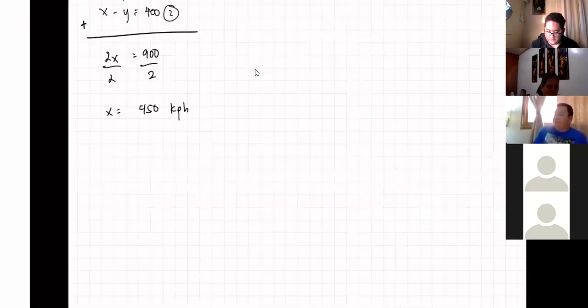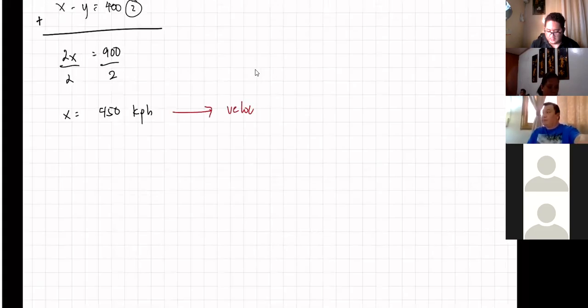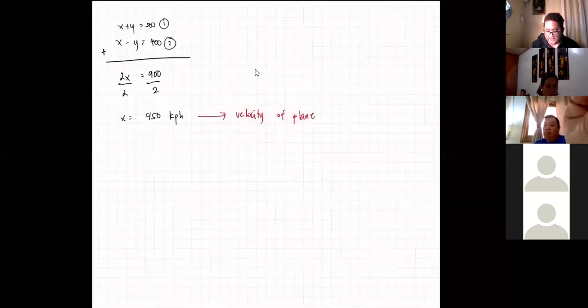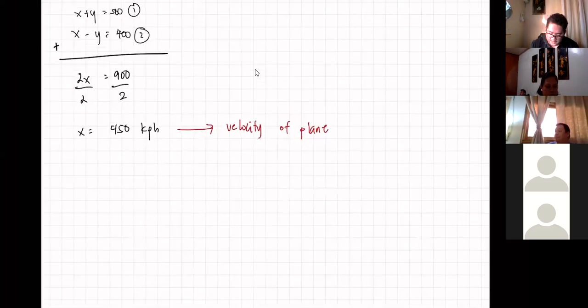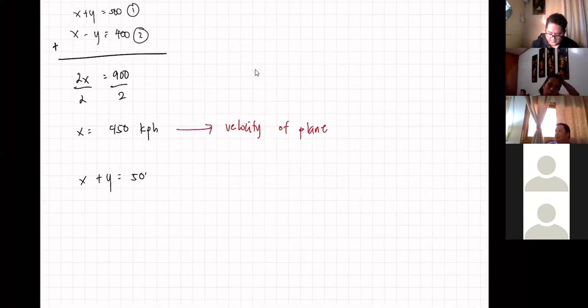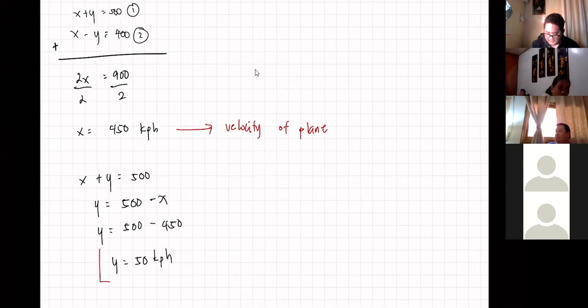Pero ito yung velocity ng plane which is hindi natin kailangan. Ang kailangan natin ay si y. So using any equation, equation 1 or 2, x plus y is equals to 500. So y is equals to 500 minus x. So substitute natin yung value ng x na na-compute natin. So y is equals to 50 kph. Therefore, ito yung sagot natin, which is ito yung nagpo-pertain sa velocity of wind.